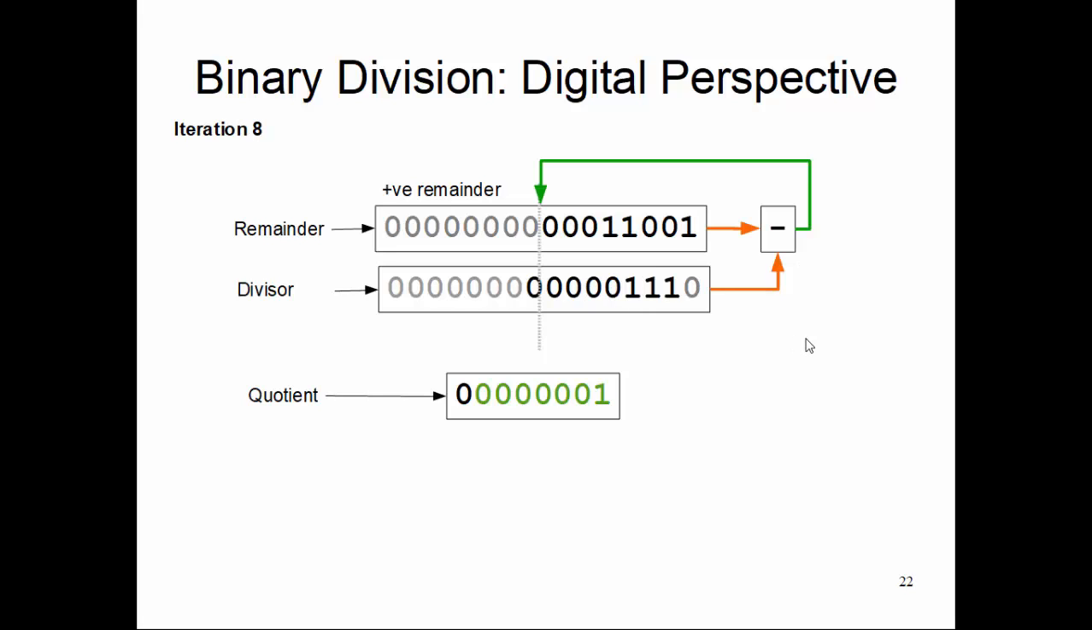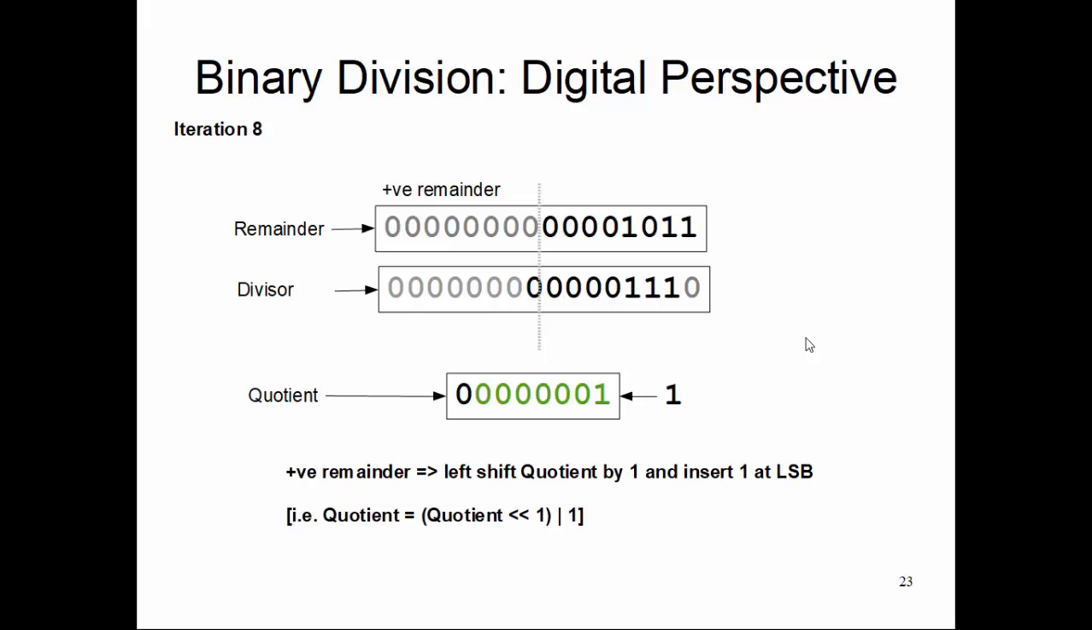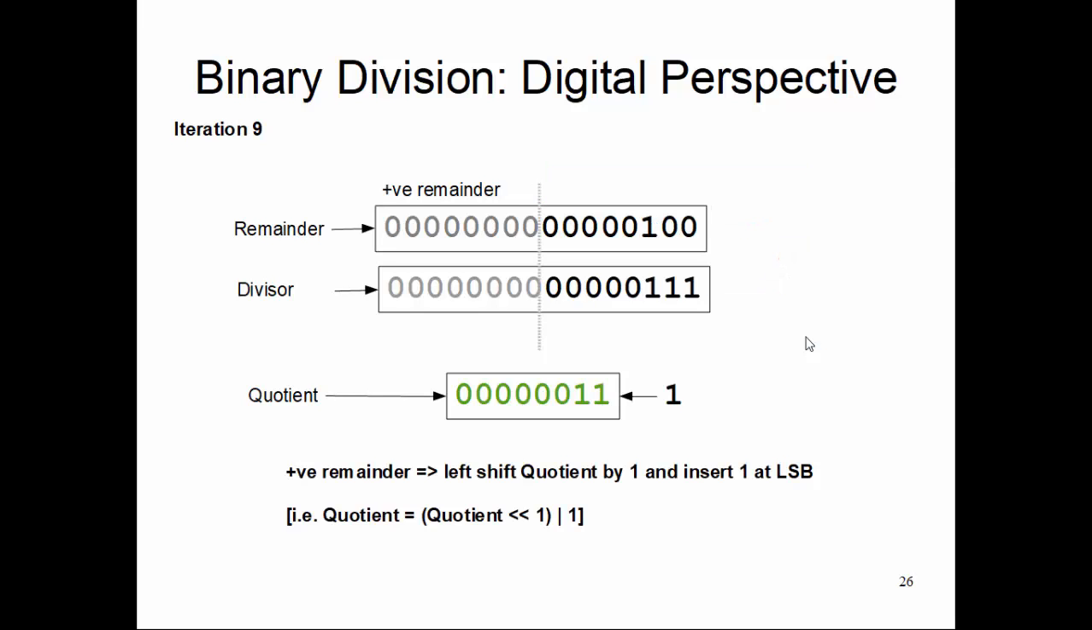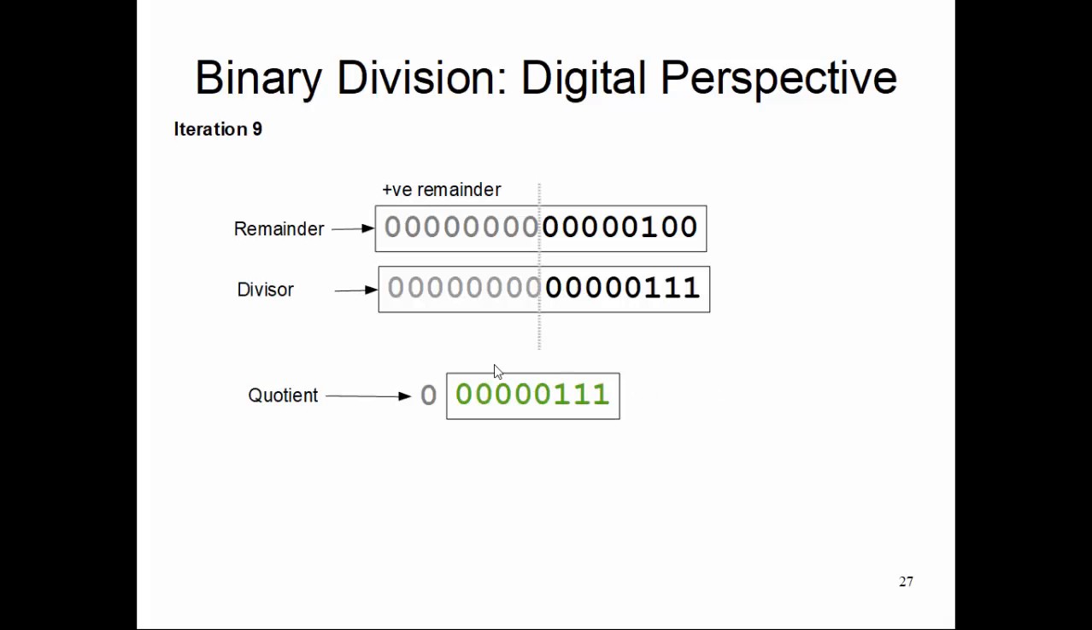Now in iteration 8, we subtract, that's still positive, so we insert a 1 into the quotient and right shift the divisor. Subtract, the remainder is positive, we insert 1, and that's the end of our process. Now the quotient becomes 00000111, and the remainder becomes 00000100. Now you need to note the iteration number.